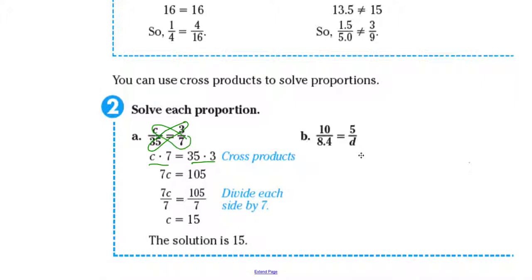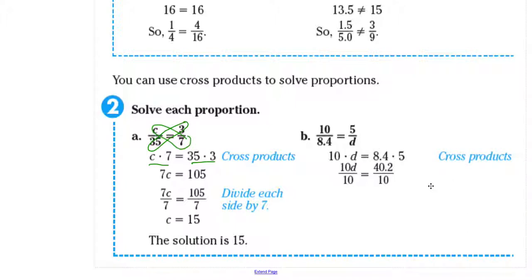Let's do the same thing for example 2b. Using cross products, this now becomes 10 times d equals 8.4 times 5. To be able to solve for d, divide both sides.